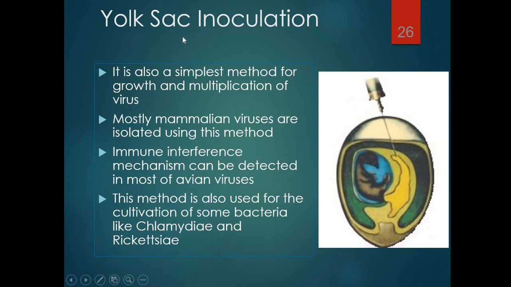Yolk sac inoculation. It is also the simplest method for growth and multiplication of viruses. Mostly mammalian viruses are isolated using this method. Immune interference mechanism can be detected in most of the avian viruses. This method is also used for the cultivation of some bacteria like chlamydia and rickettsia.